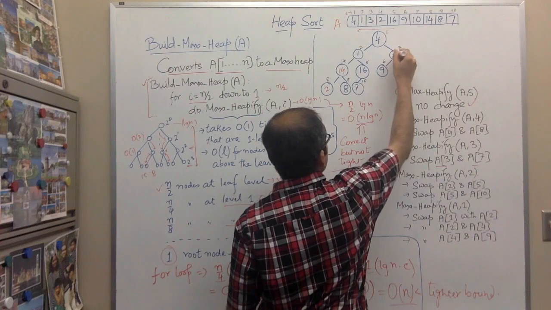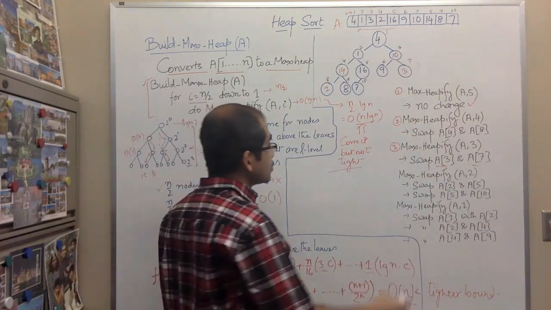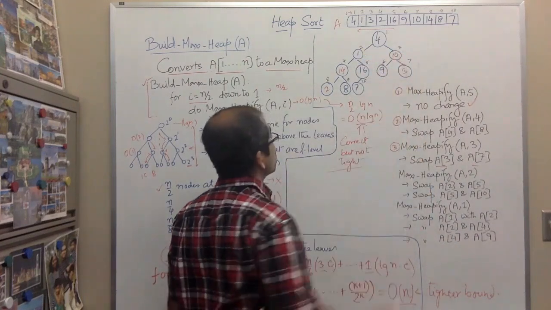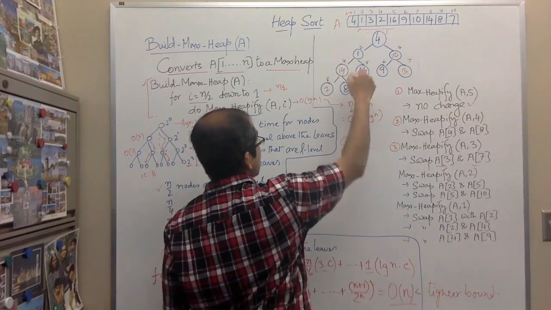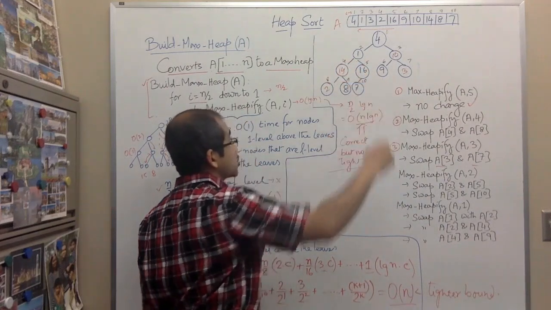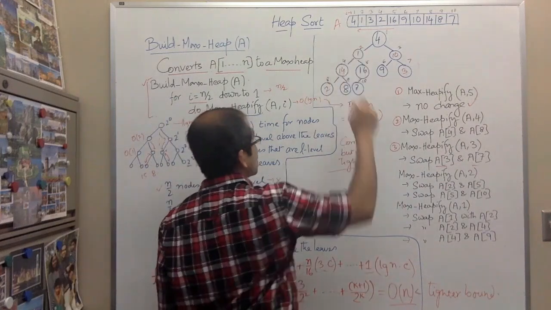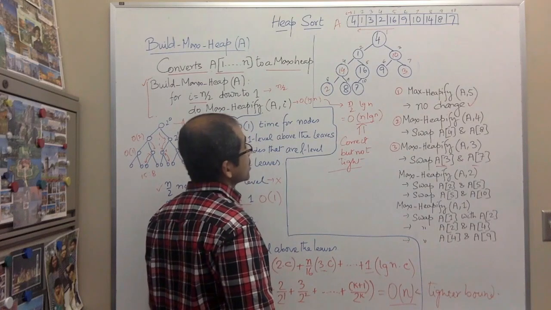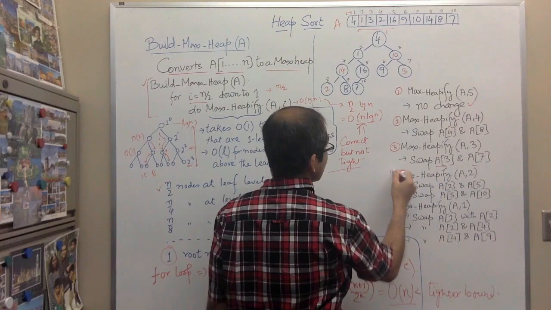Okay, now you see what we do. We go from 3 to 2. So for 2, we again consider that the left and right children are actually max heaps, and then we run max heapify on the root of this whole subtree, and that is max heapify on A2. That is the index number 2. That is step 4.